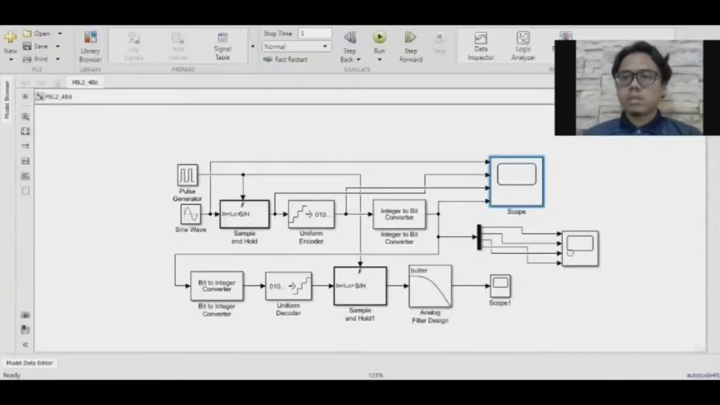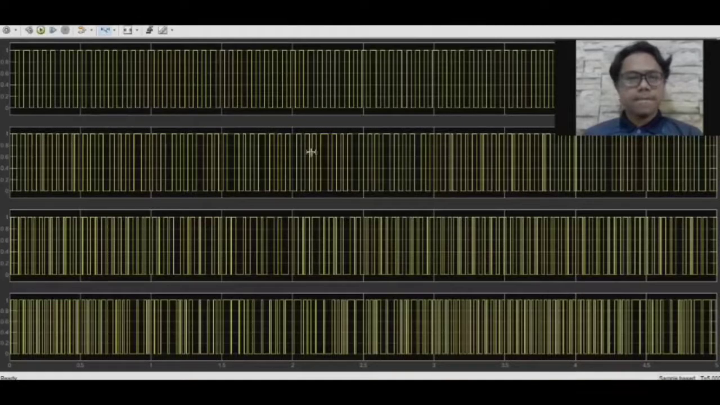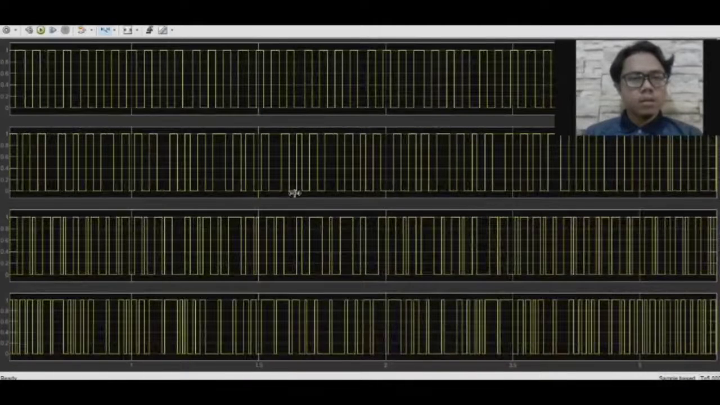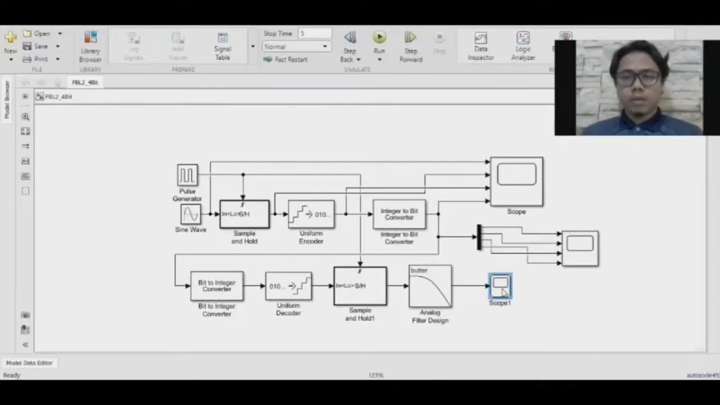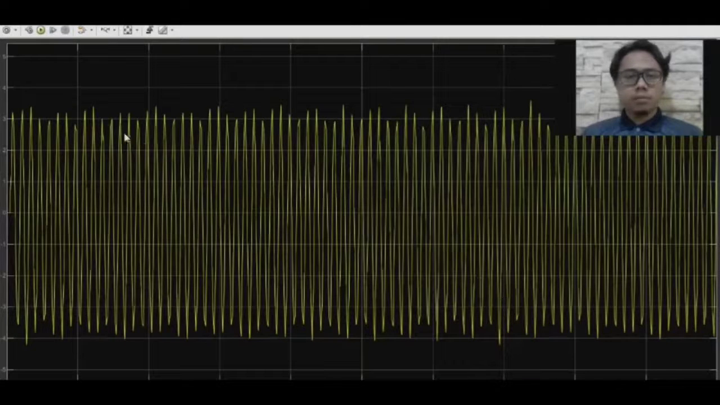Next is the encoded signal. The first one is the first bit, the second one is the second bit, the third one is the third bit, and this one is the fourth bit. They have dissimilar waveforms. Lastly, here is the recovered signal.